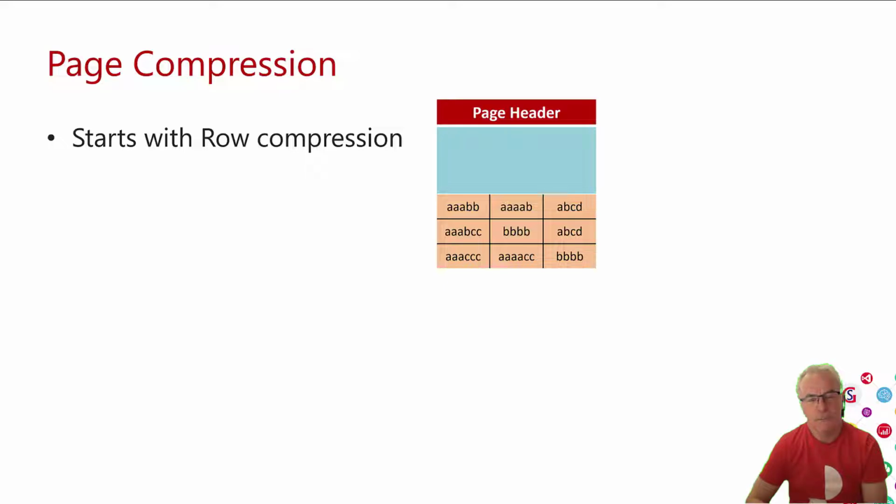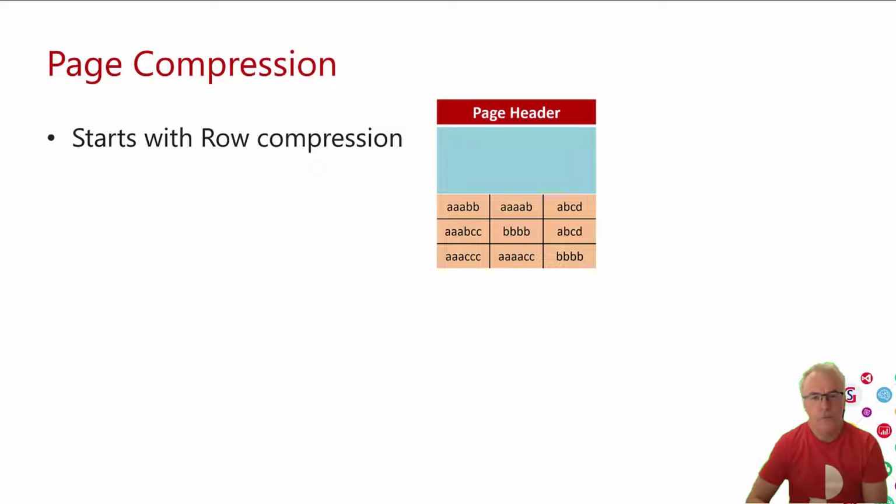Page compression is a little bit more complex, so it starts with row compression. So we always use row because it will give us some savings generally in almost every scenario. Page compression only really works though when there is a lot of repeated patterns on the page. High cardinality doesn't work particularly well with page compression.